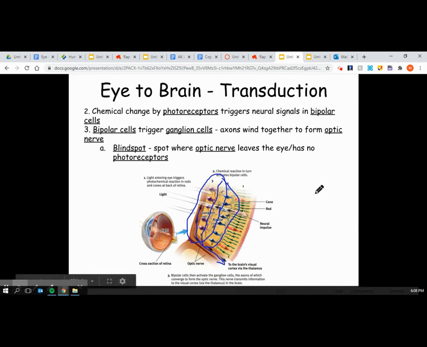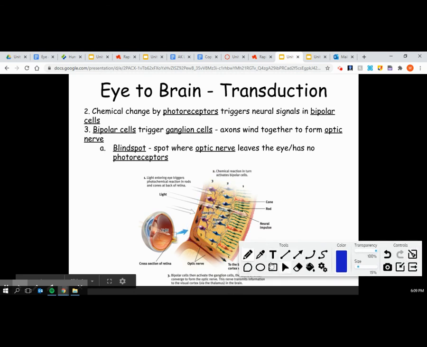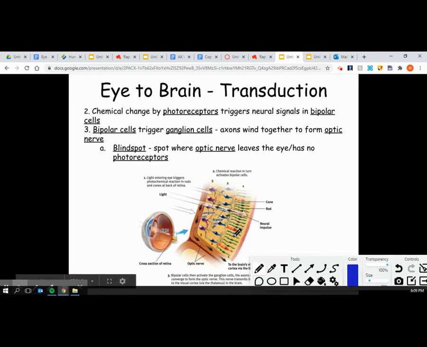Hold on, sorry. So the light signal is picked up by the photoreceptors here. It is converted into a neural impulse in the bipolar cells. And then these bipolar cells communicate with these ganglion cells, which is another type of neuron. And then the neural impulse travels down the optic nerve.